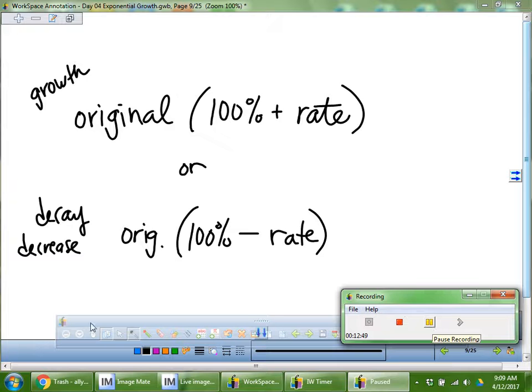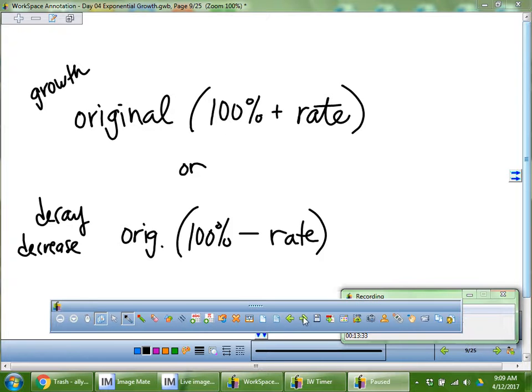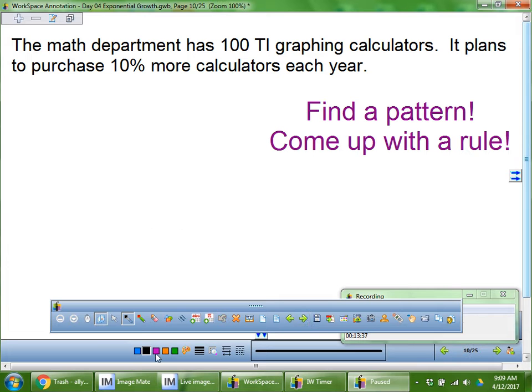My question was, for our word problems, will it always be from the original amount, or is that constant? We're going to get there, but not today.